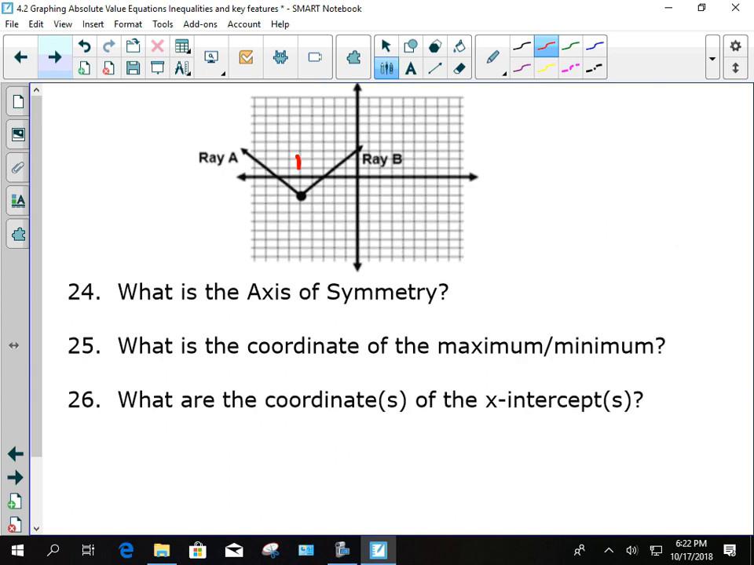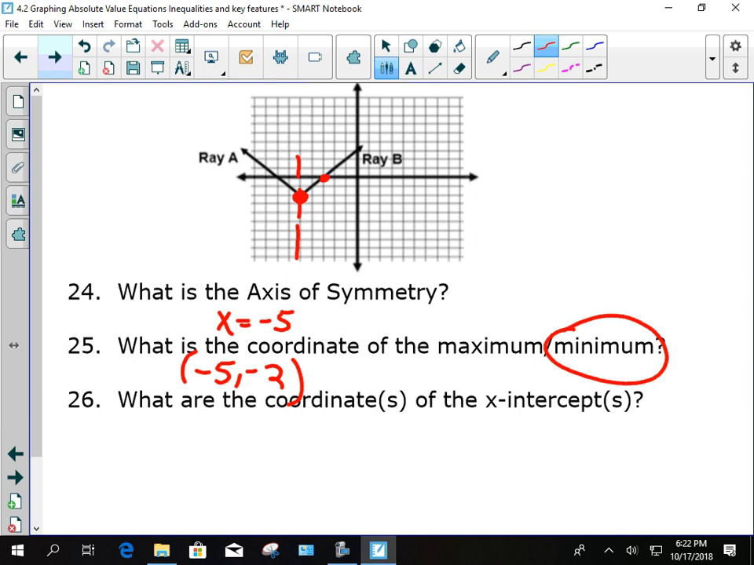What is my axis of symmetry? -1, -2, -3, -4, -5. My x equals -5. That's my axis of symmetry. What is the coordinate of, this is going to be a minimum, because that's my vertex. The coordinate for my vertex is -5, -2. That's my x and my y.